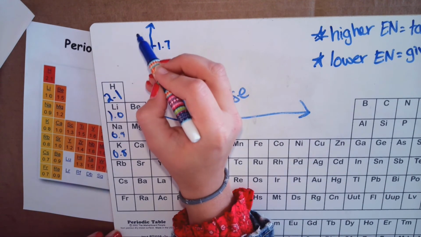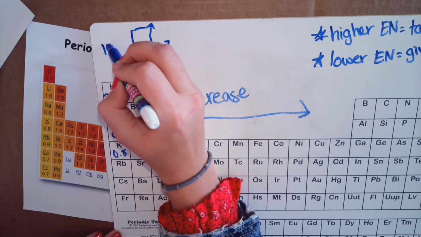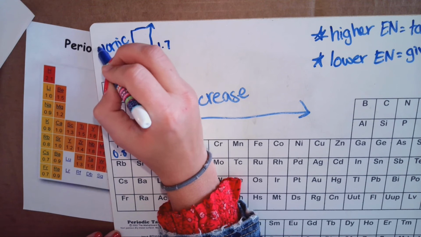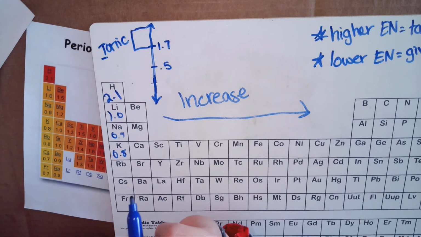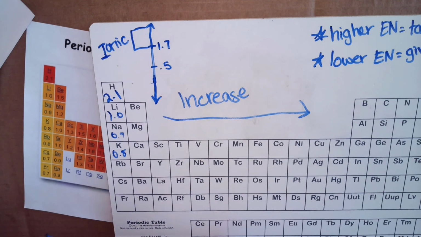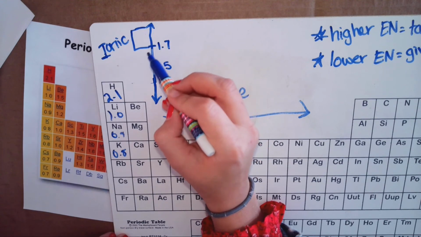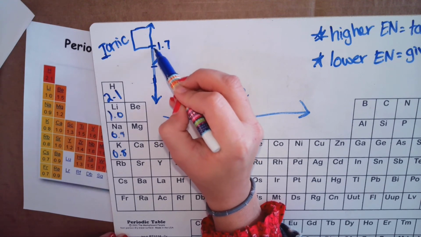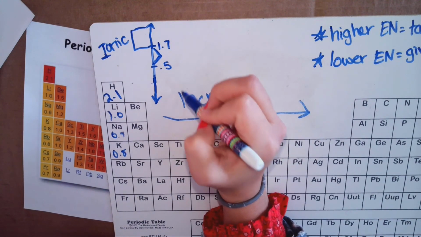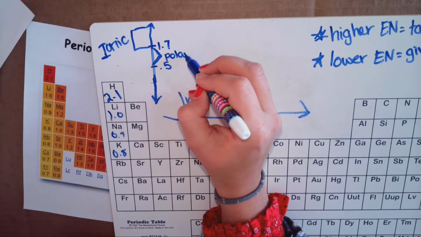Okay? Anything 1.7 and above is called ionic. I-O-N-I-C. That was a really weird looking N, but it's an N. So anything above 1.7 is ionic. Okay? Anything that falls in this middle area from 0.5 to 1.7 is called polar, like a bear.